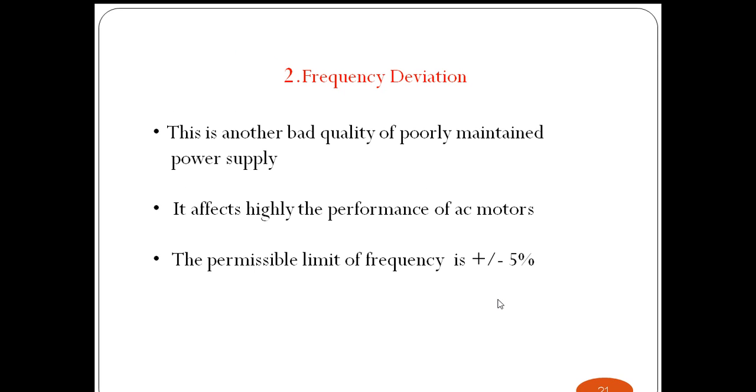The next disturbance is frequency deviation. It is another bad quality of power caused by a poorly maintained power supply. It highly affects the performance of AC motors. The permissible limit of frequency is plus or minus 5%.